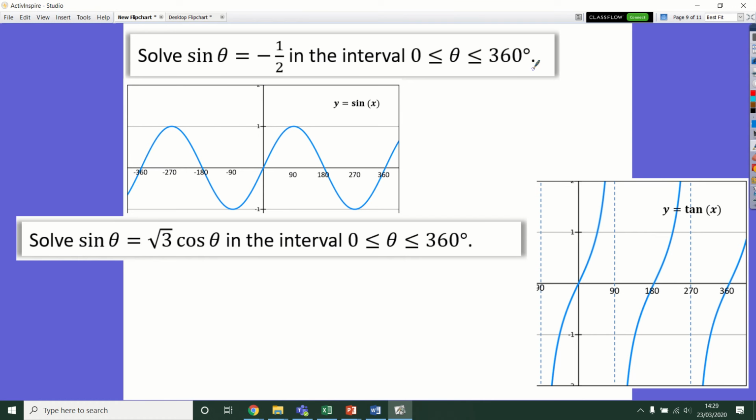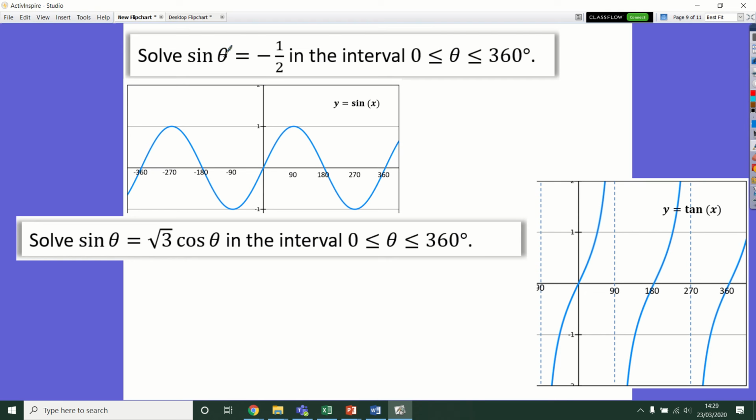So the method I'm going to suggest for this is to plot the graph of the trig function that you've got, in this case sine of theta, and you want to be making sure that you're only allowing solutions in the appropriate interval. However, I've got the graph of minus 360 to 360 if I need it. So there's my function sketched. Hopefully you can do this from memory.